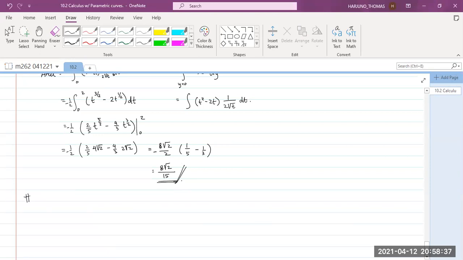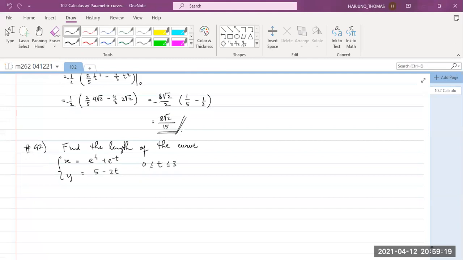Maybe number 42. Number 42, find the length of the curve for x equals e to the t plus e to the negative t, y equals 5 minus 2t, for t between 0 and 3. Okay, solution.